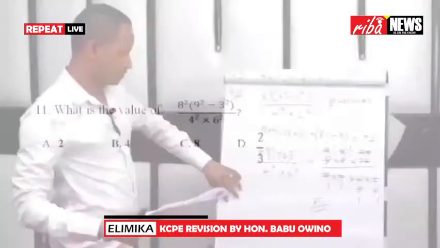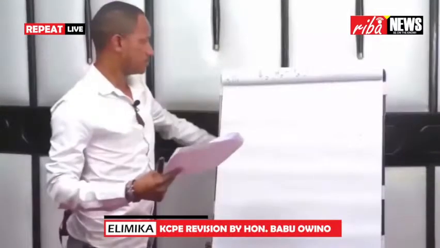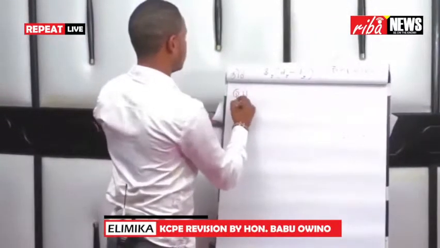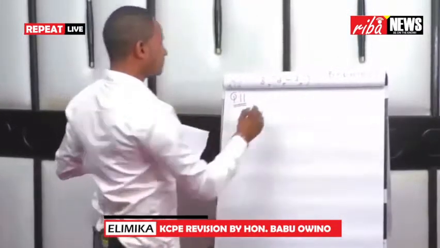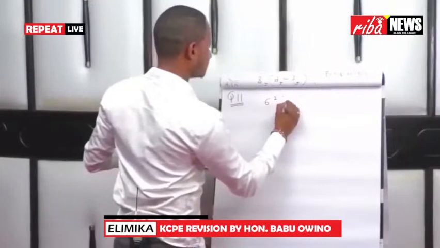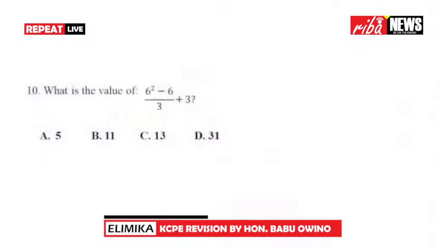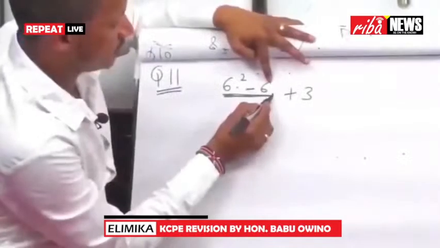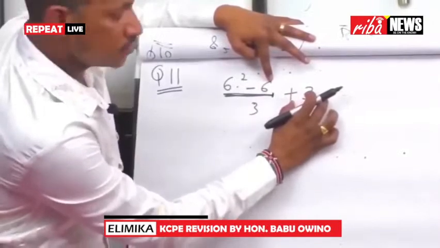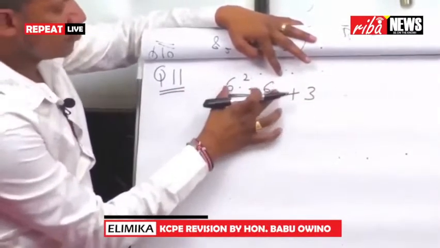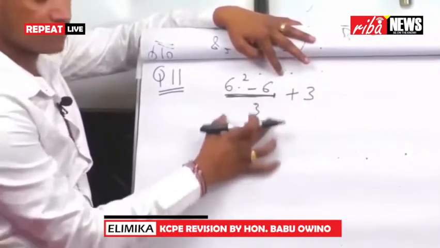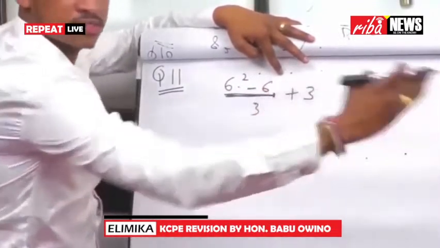Question number 11. What is the value of 6 squared minus 6 divided by 3, plus 3? So class, be very, very careful. When you look at this question, look at where this division sign reaches. It's not covering 3. It's only covering up to this point. Then plus 3 is outside. So what you are required to do is to solve what is here first. Then you add it to 3, because 3 is left outside this.